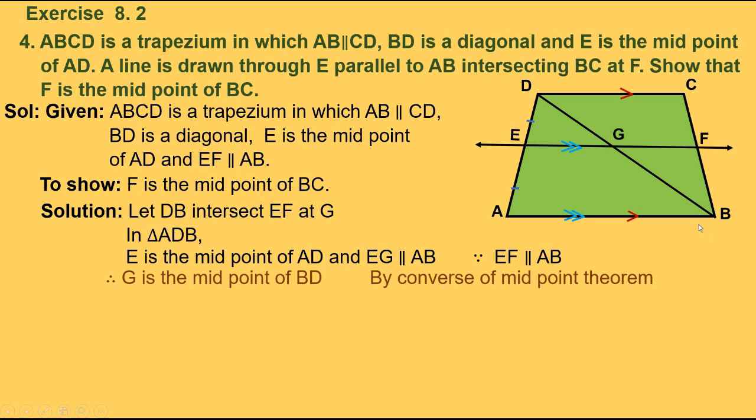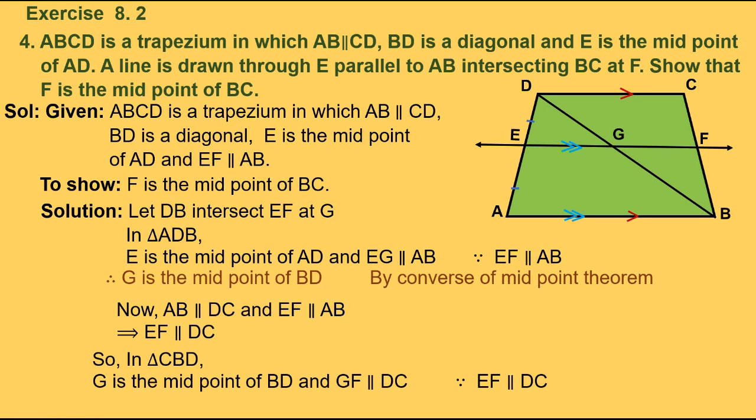Now, AB is parallel to DC and EF is parallel to AB. This implies EF is parallel to DC. So, in triangle CBD, G is the midpoint of BD and GF is parallel to DC since EF is parallel to DC. Therefore, F is the midpoint of BC by converse of midpoint theorem. Hence solved. Now moving on to next problem.